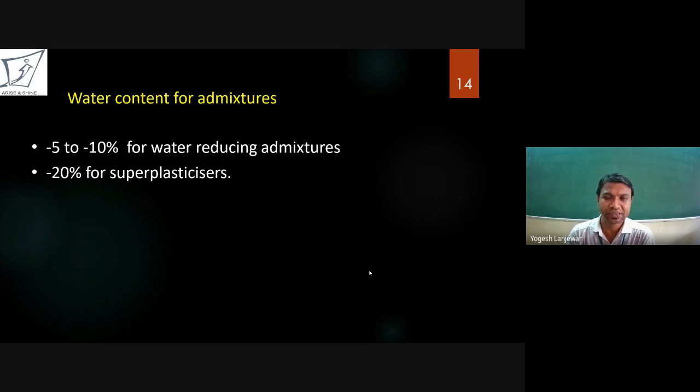Now, water content for admixture. Whenever we use an admixture, the water content should be reduced: 5 to 10% for water reducing admixtures and 20% for superplasticizers. Means when we use water reducing admixtures, in that case, the water content should be reduced by 5 to 10%, and that reduction goes to 20% if we use the superplasticizer.